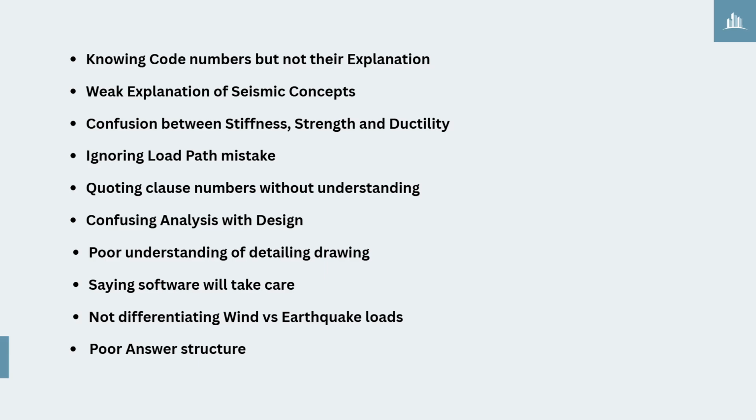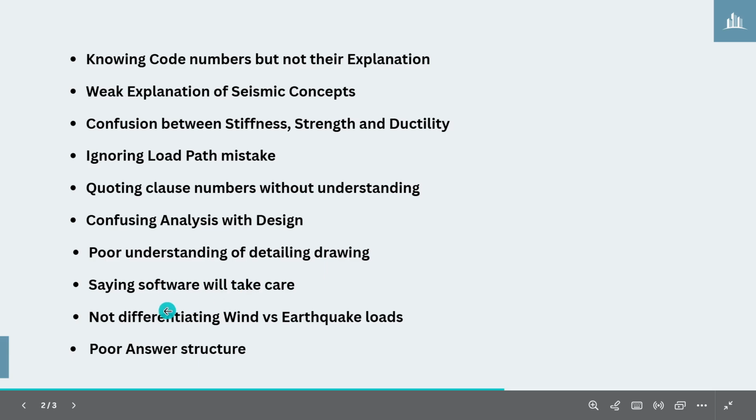And next is the confusion between analysis and design. Many students directly say that ETABS designs the building. This is the wrong statement, as we should not directly rely on the software. The correct answer is that software analyzes and the engineer designs and checks. The student can also answer that I model the structure in ETABS for analysis, obtain forces, and then design and manually check the members as per IS codes.